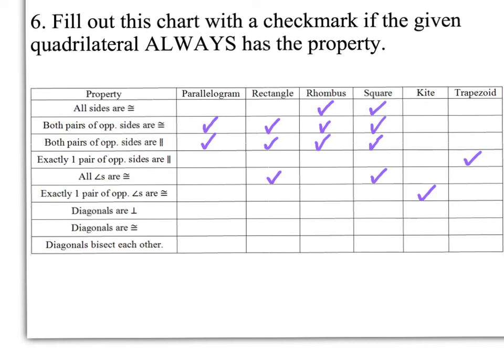Diagonals are perpendicular is true for rhombuses and therefore squares, and it's also true for kites. Diagonals are congruent is true for rectangles and therefore squares. It's also true for isosceles trapezoids, but we don't have that on here. I'll just put that in the box. Isosceles trapezoids, that's true for. And then the diagonals bisect each other. That's true for all parallelograms.